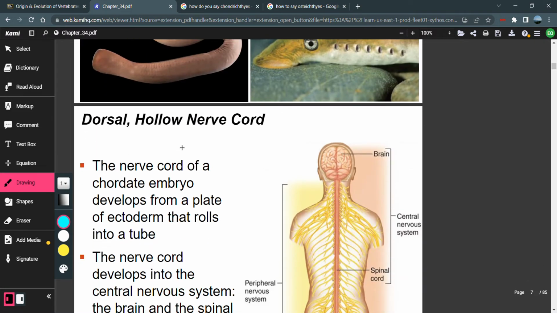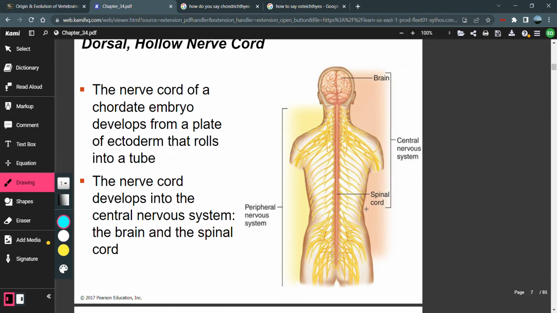The dorsal hollow nerve cord is a hollow nerve cord that forms the brain and the central nervous system, the spinal cord and the brain. It does not form the peripheral nervous system. Just remember that, because people get confused a lot. And it is a plate of ectoderm, which forms the integumentary system and the CNS, or the central nervous system. So it rolls into a tube like a tortilla and it forms the CNS.